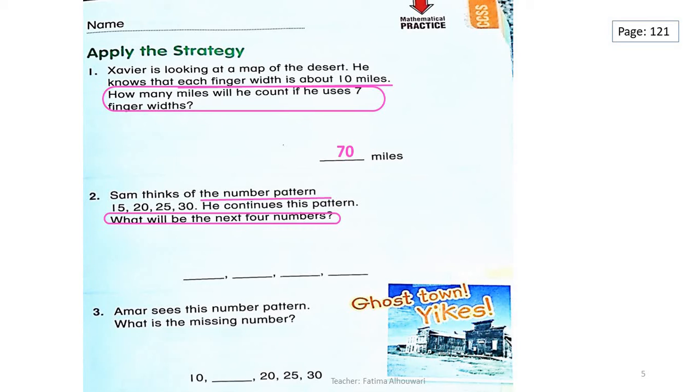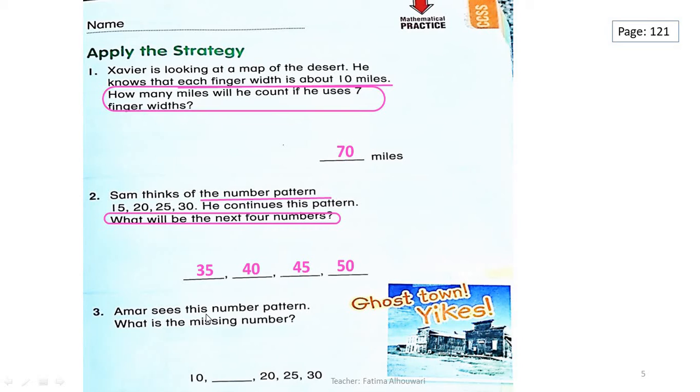Again, the question is, what will be the next 4 numbers? Sam starts with 15, 20, 25, and 30. So the next numbers will be 35, 40, 45, and 50. Excellent, grade 2. That's it. Let's see the last one.